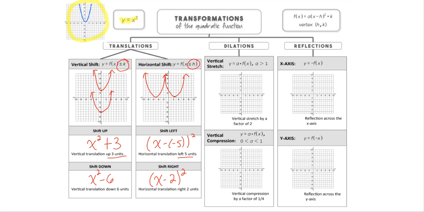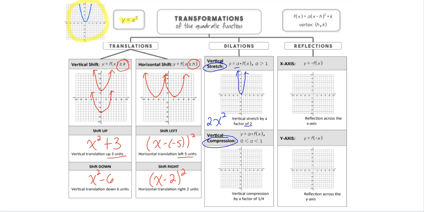I can also have what are called dilations. So we have a stretch or we have a compression vertically. So if we stretch it vertically, that means we're multiplying by a number outside bigger than 1. So if I want to factor a stretch in by 2, I would write the function 2x squared. And that means that my graph would be centered at the same spot, would be much skinnier, stretched vertically.